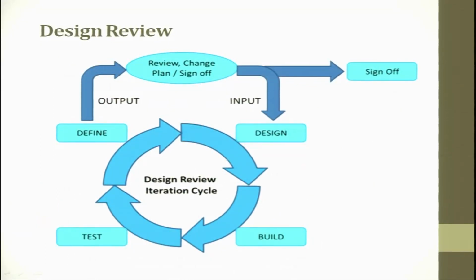So, if you want to put it in a very pictorial view, you define the problem, then you design, then you build and then you test. It is not one cycle, sir, the cycle keeps on repeating. So, this is a design review iteration cycle. After testing, once again you relook into the definition, you redefine, then you design, build, then test. Suppose you feel it is okay, the output is good, then fine, you go for the output, then review changes and plan and then sign it off. The sign off happens here, but no company goes to this sign off mode. They keep on going into this vicious cycle.